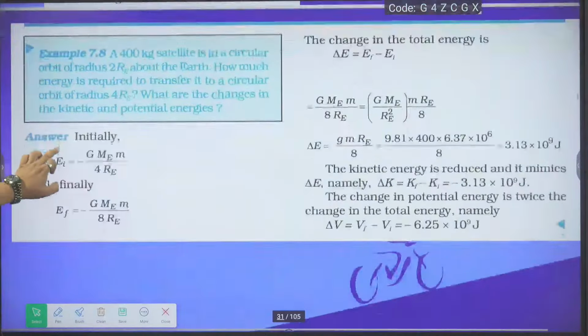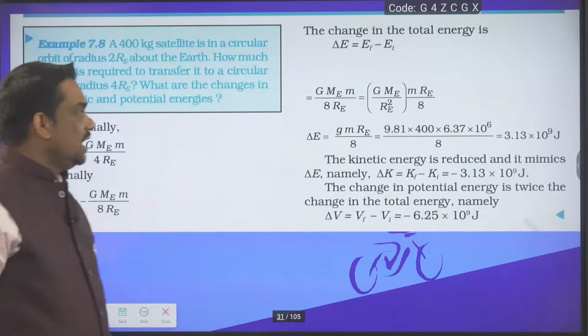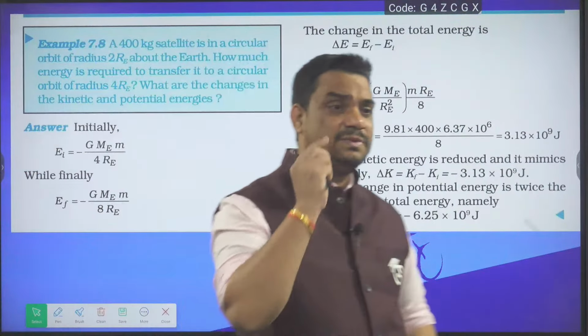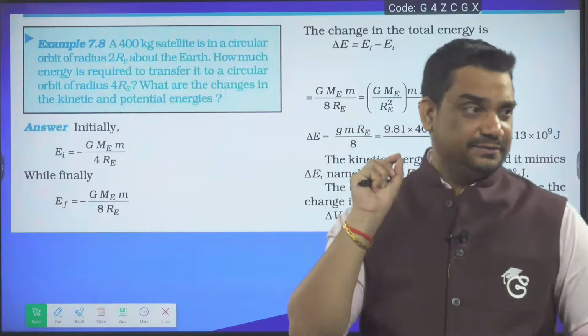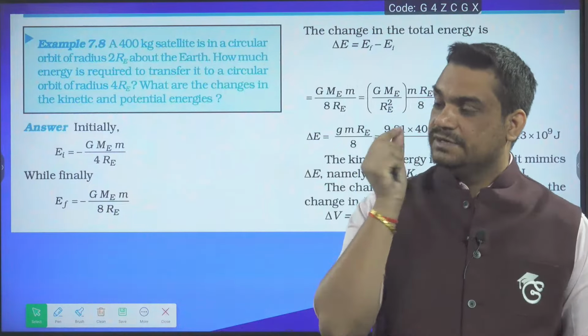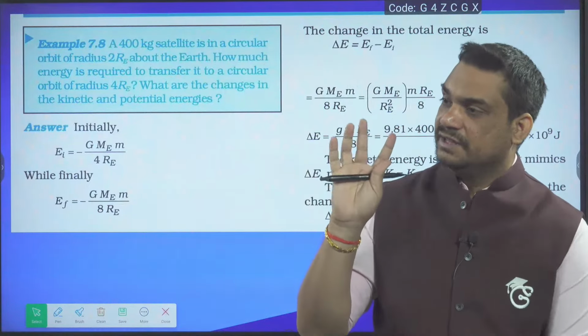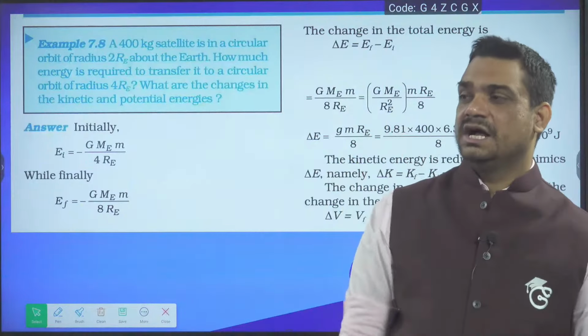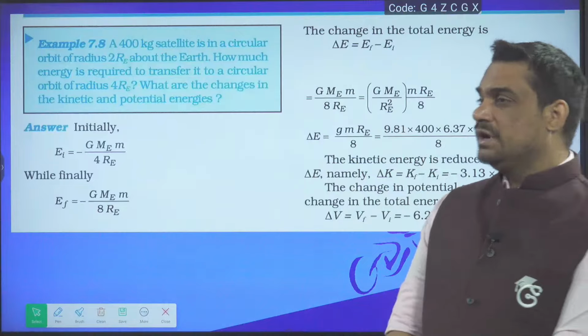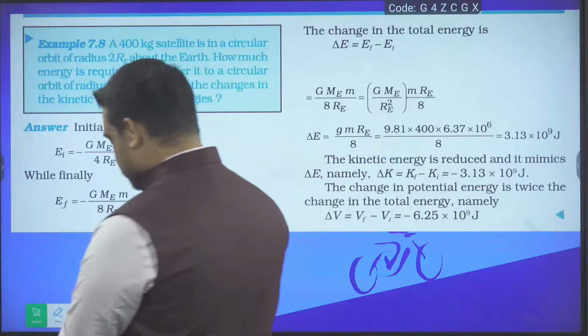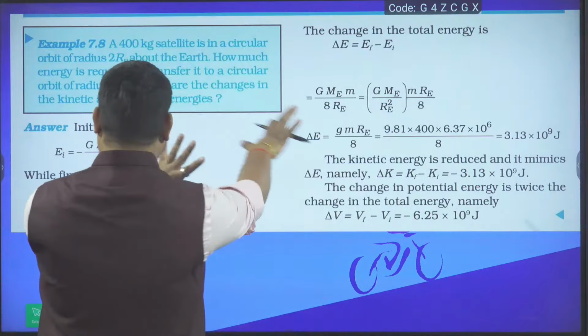Now this is one question here. It appears calculative, but actually it is not calculative. They will not ask the calculation version, they will ask in terms of variables, they will not ask you to put in values. Even if they ask the calculative version, it is not very calculative.